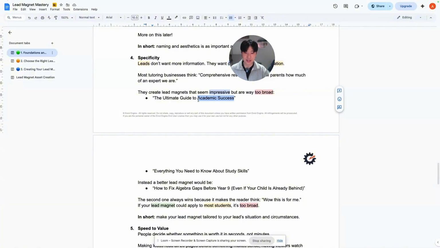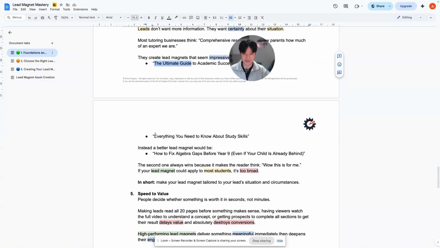Academic success can mean languages, it can mean kindy to year 12, it can mean university, it can mean beyond university. It's way too broad. And the ultimate guide is also way too broad. It's a combination of broad factors.